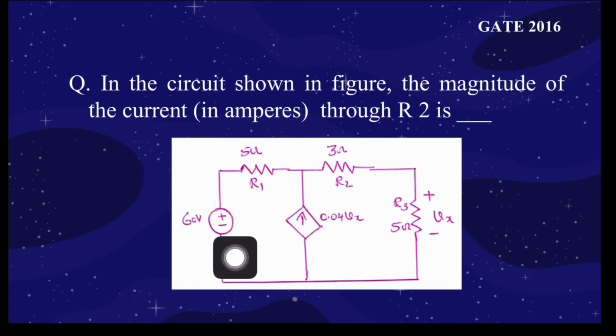Here we have one independent voltage source 60 volts, one dependent current source 0.04 Vx, where the controlling variable Vx is defined as the voltage across this 5 ohm resistor.